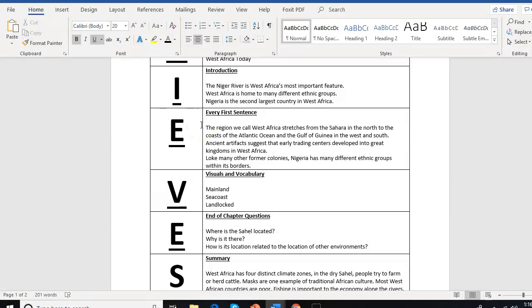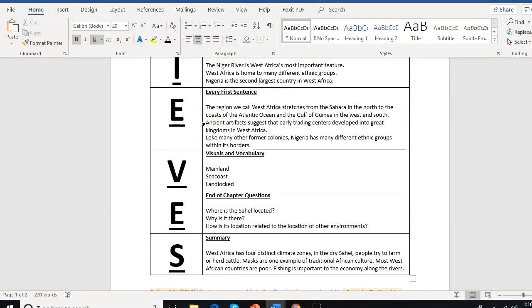The region we call West Africa stretches from the Sahara in the north to the coasts of the Atlantic Ocean and the Gulf of Guinea in the west and south. Our second sentence. Ancient artifacts suggest that early trading centers developed into great kingdoms in West Africa. And I need to fix this one. This is supposed to say like. Like many other former colonies, Nigeria has many different ethnic groups within its borders.